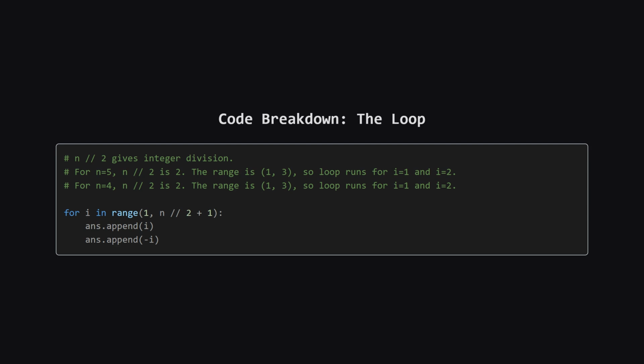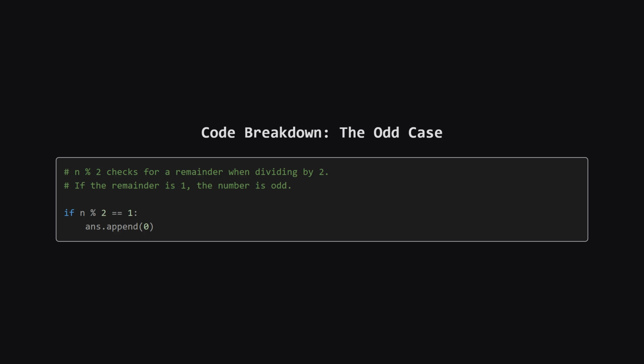In each run it adds the number and its negative to our answer list. This last part handles the odd numbers. The expression n % 2 gives us the remainder after dividing n by 2. If that remainder is 1, we know n is odd, and we simply append a 0 to our list to complete it. Simple as that.